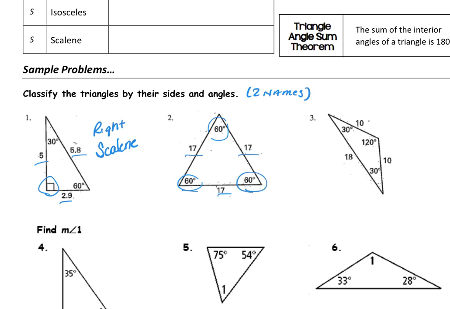So this one is equiangular and equilateral, and it turns out that if it's one of the E words, it will be both of them every time. And then the last one here, I see the 120, so that automatically means this is obtuse. And then when I look at the sides, do you see you have two 10s, but the 18 doesn't match? So it has two things the same, kind of like you have two I's the same. That's how I always remember the isosceles name, is it's got two things that are marked congruent.